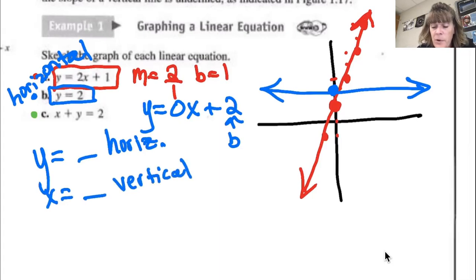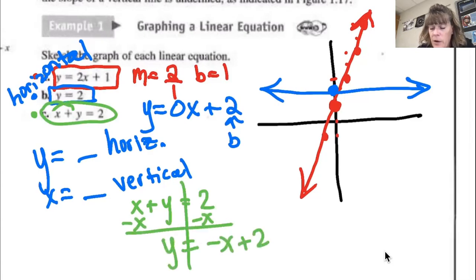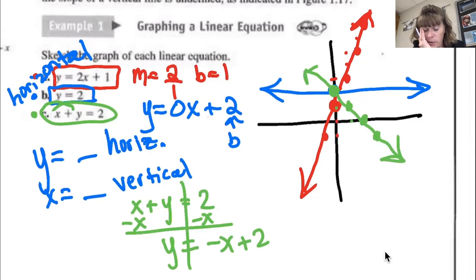Okay, then the last problem is x plus y equals 2. Well, that is not in the right form, so we have to do a little manipulating first. Let's subtract x from both sides and we get y equals negative x plus 2. Now we can see that our y-intercept is 2 and our slope is negative 1. So down 1 over 1, down 1 over 1, down 1 over 1, and then we have our line. Again, this is just a bunch of review from what you've done for the last several years.